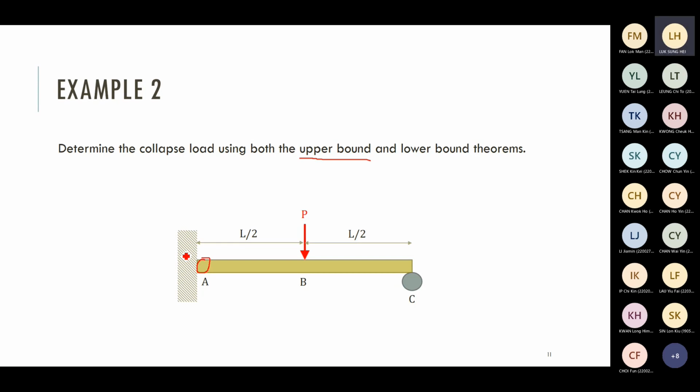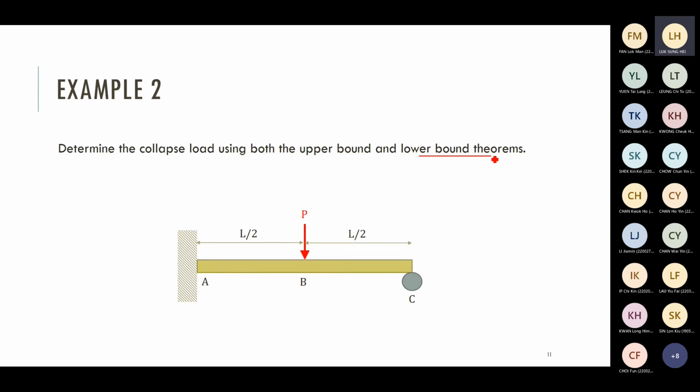For a simply supported beam, you can add one more hinge, probably at the middle, point B, right? Then it becomes unstable. You can apply upper bound FIVM directly based on this failure mechanism. The upper bound FIVM is quite straightforward, I think. You can find out the internal work, find out the external work, set them equal, and then find out the collapse load. Quite easy.